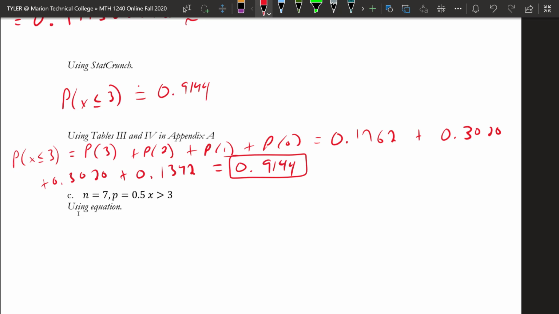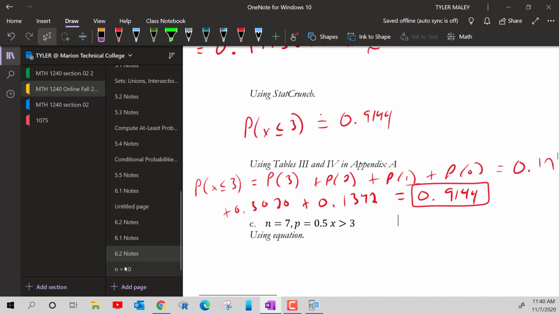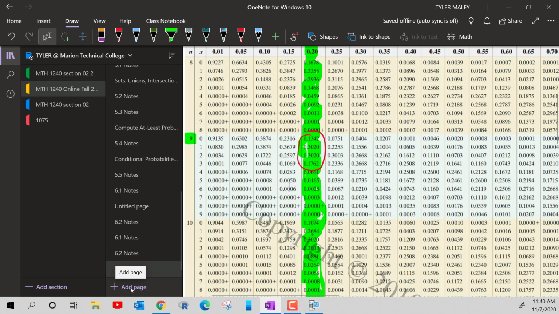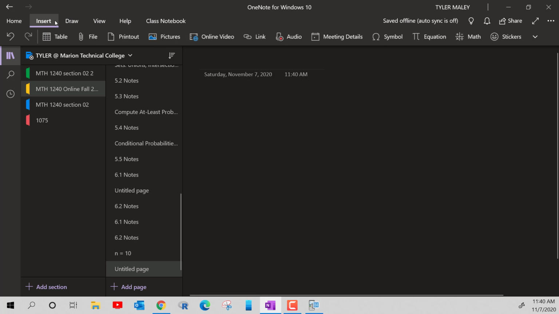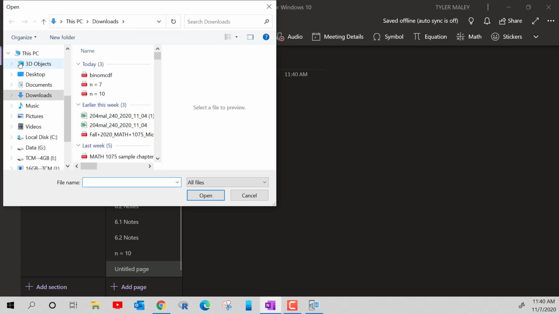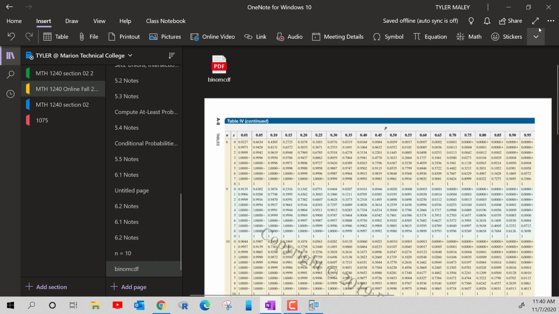So that's one way to do this, right? Now, if you don't feel like adding up all those values together, that's where table 4 can be helpful. Table 4 is what we call a cumulative probability table. So if I insert this handout, this is in the textbook, but I took this page from the textbook.